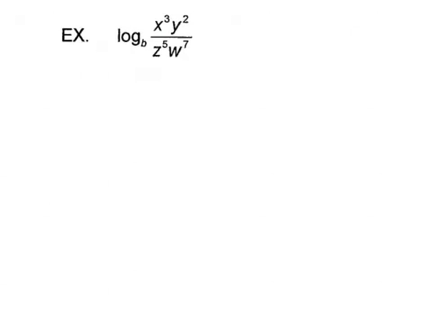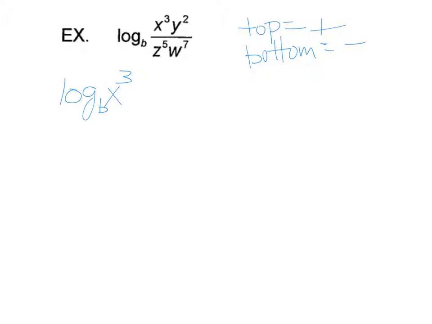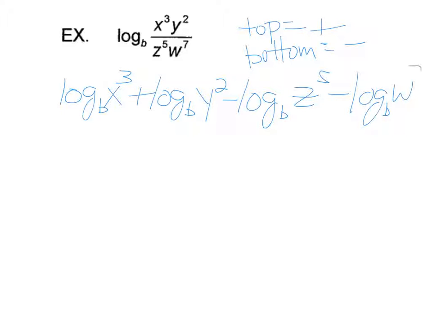This one has a mixture of multiplying and dividing. Everything on the top represents multiplication and will expand into addition. Everything on the bottom represents division and will expand into subtraction. So if it comes from the top, it's going to be positive. If it comes from the bottom, it's going to have a minus in front of it. All right, expanding this out, we'll have log base b of x cubed. It's positive because it came from the top, plus log base b of y squared. Now the things from the bottom will have minus in front. Minus log base b of z to the 5th minus log base b of w to the 7th.